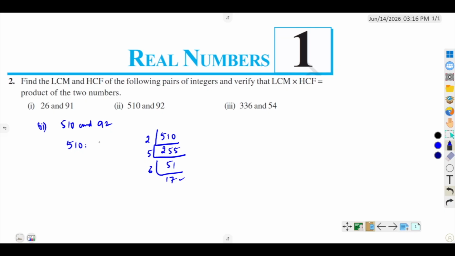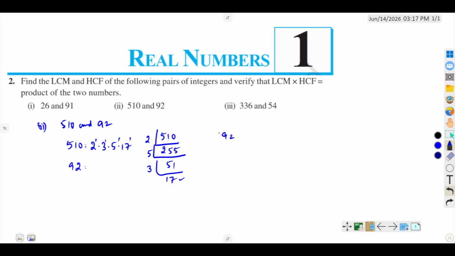Now 17 is a prime number, we stop here. Now let me write all the prime factors in ascending order. 2 times 3 times 5 times 17. I will write 3 again, it's not visible. So all the powers are 1, I'll keep the powers 1.